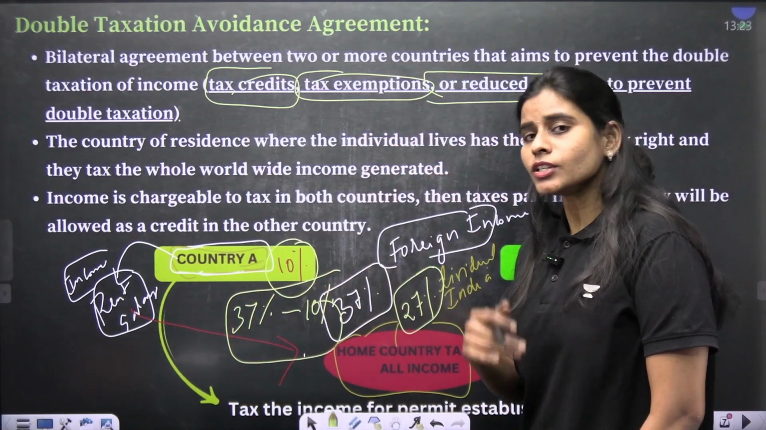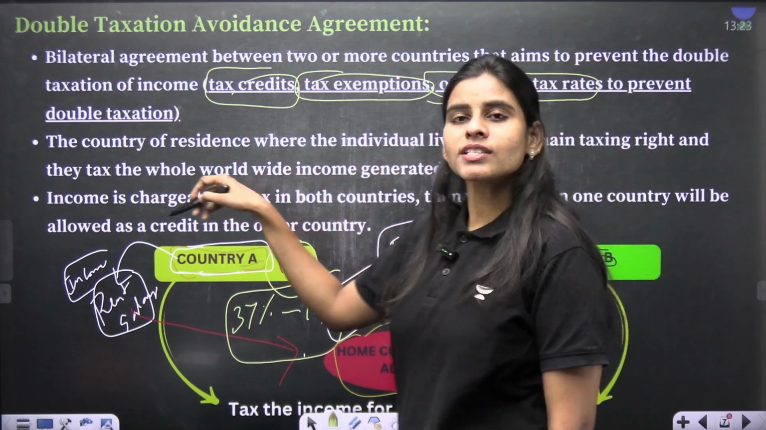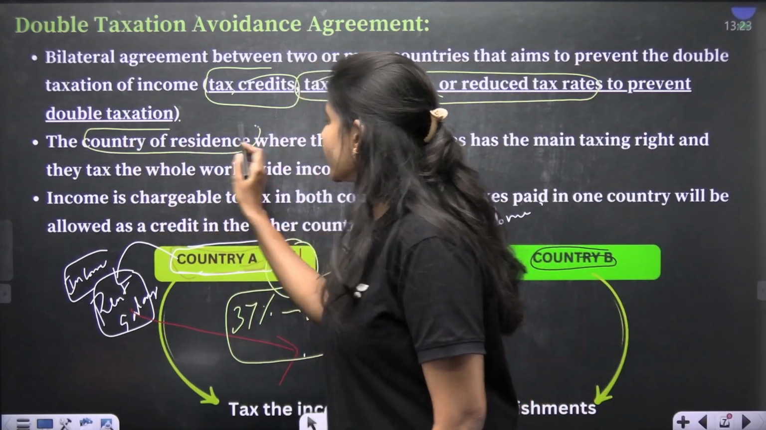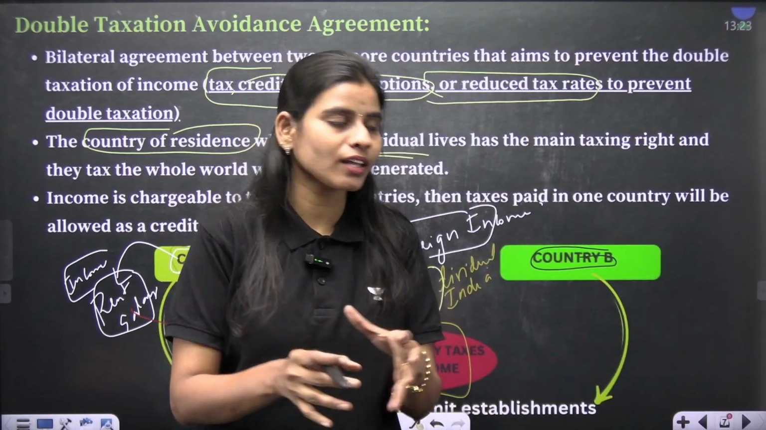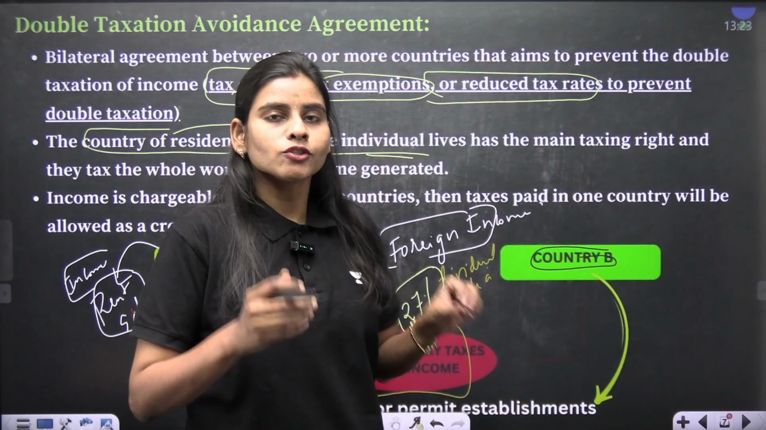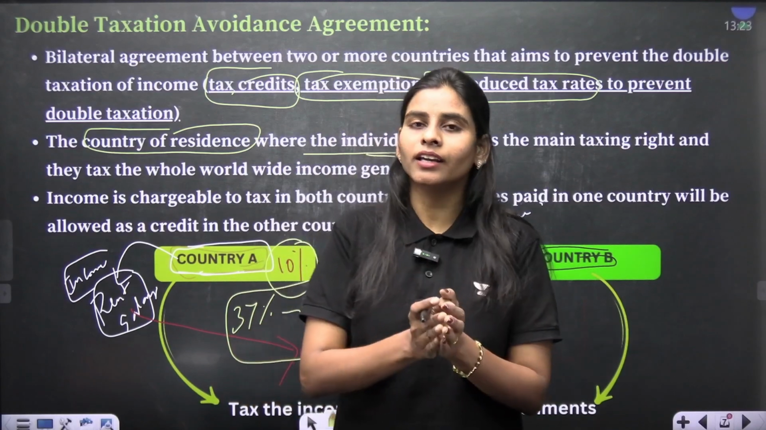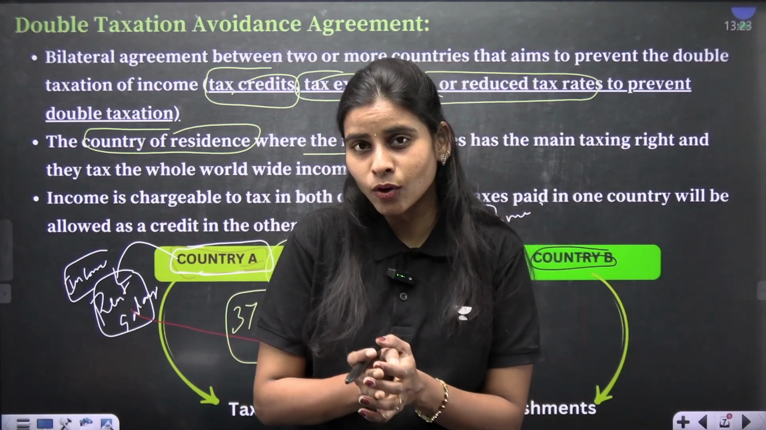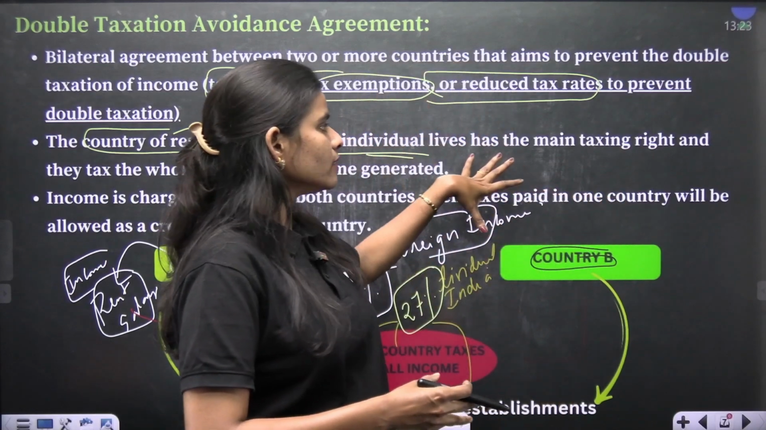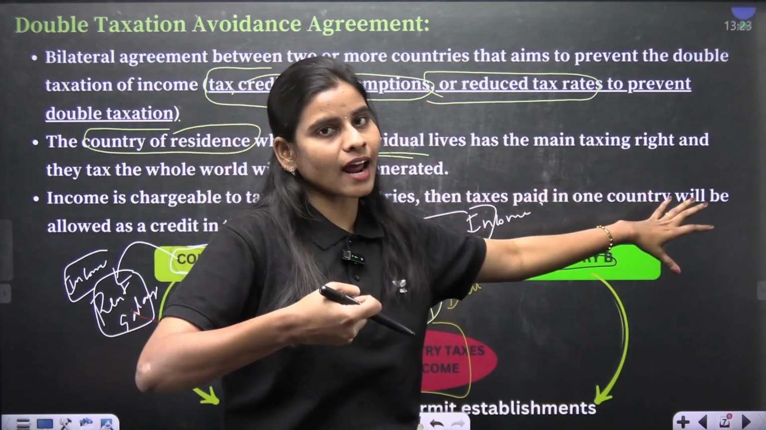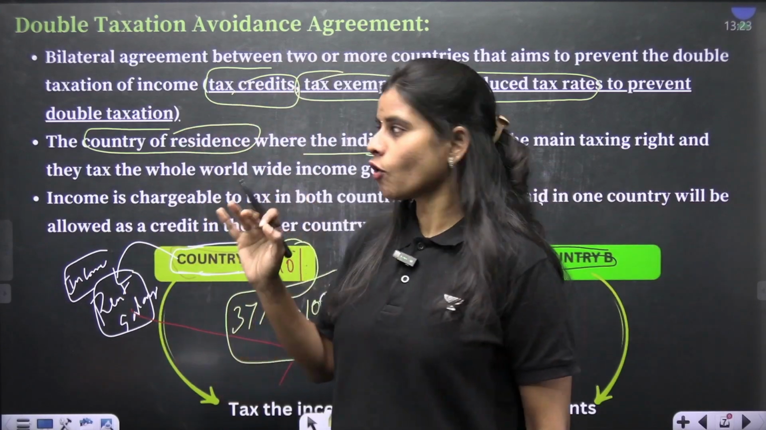And then, talking about the first statement, it says that the country of residence where the individual lives has the initial right to tax. This is true, right? Because if the person is residing in one country, that will be considered the home country, and that country will have the initial right of maintaining the tax right when compared with the country of source.